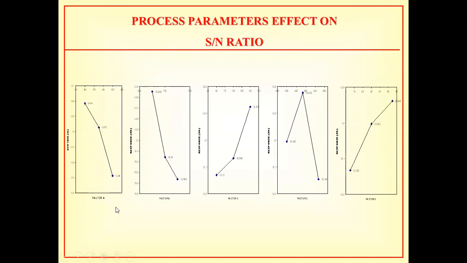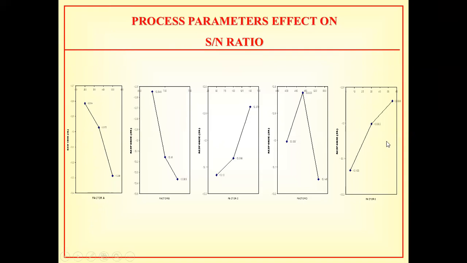And in SN data analysis, when I say factor A, what is the best level? I mentioned to you whether you are going for lower the better, nominal the best, or higher the better, always maximize. So the maximum value is coming here: A1, B1, C3, D2, E3.